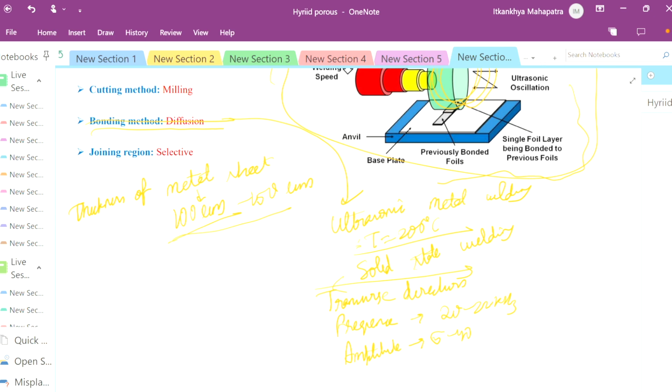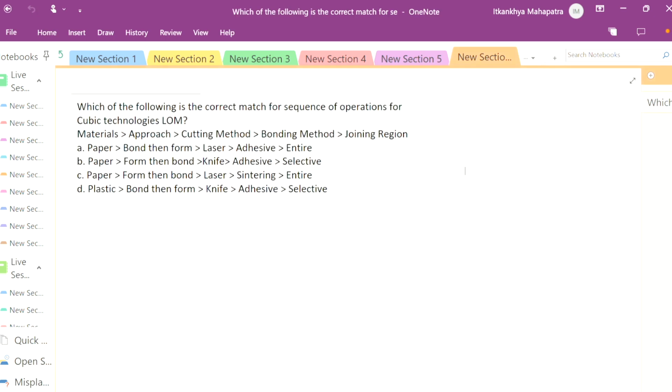So now let's start with the question. Which of the following is the correct match? This is a very straightforward question. Which of the following is the correct match for the sequence of operation for cubic technology LOM?